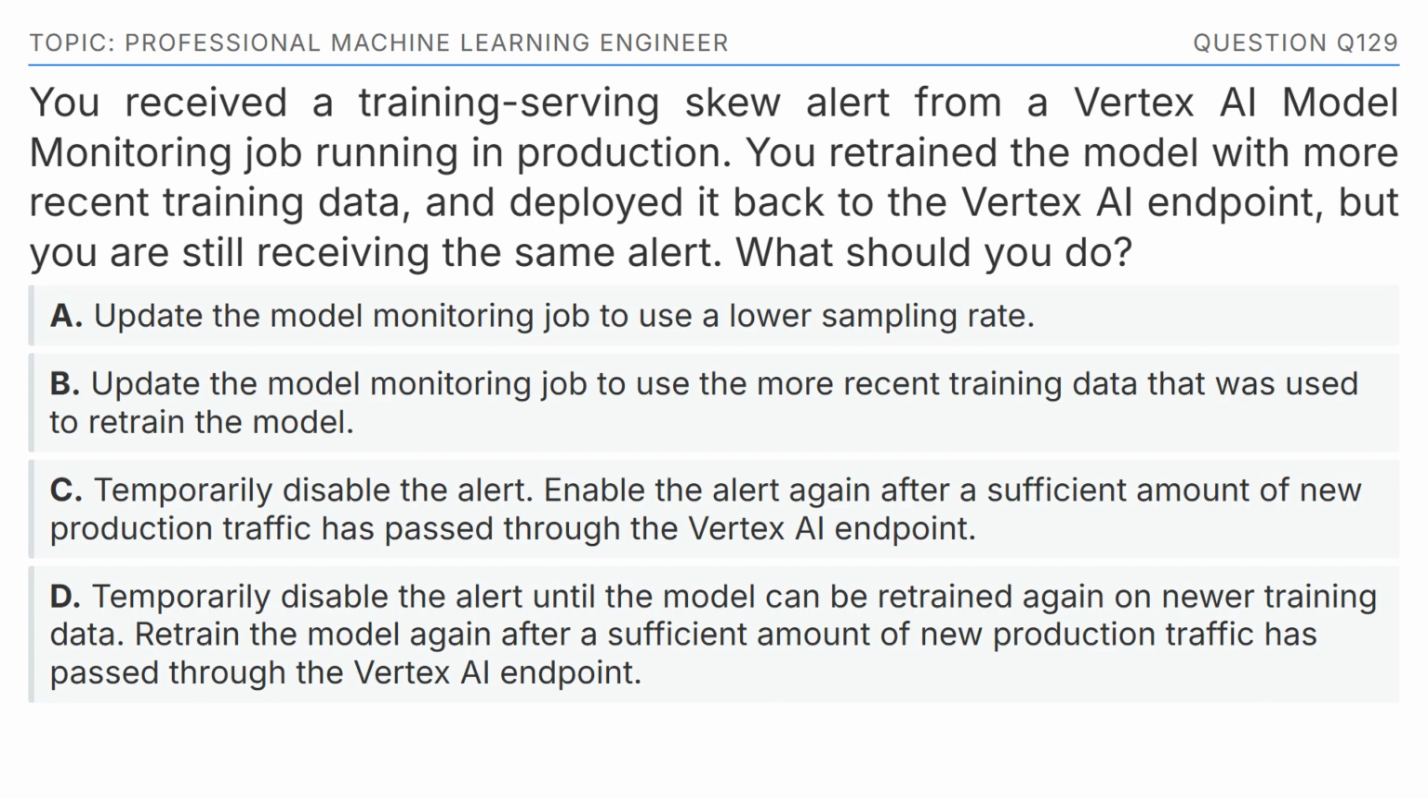Option B, update the model monitoring job to use the more recent training data that was used to retrain the model. Option C, temporarily disable the alert. Enable the alert again after a sufficient amount of new production traffic has passed through the Vertex AI endpoint. Option D, temporarily disable the alert until the model can be retrained again on newer training data. Retrain the model again after a sufficient amount of new production traffic has passed through the Vertex AI endpoint.